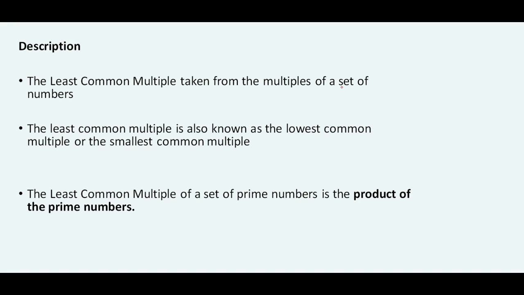So the least common multiple is taken from the multiples of a set of numbers, and it is usually the smallest number from that set of common multiples. It's also known as the smallest common multiple or the lowest common multiple. And when you have a list of prime numbers only, the least common multiple is the product of all the prime numbers.